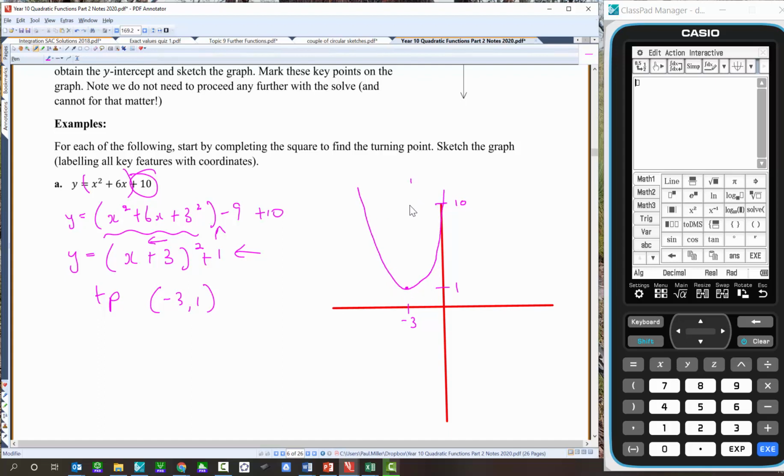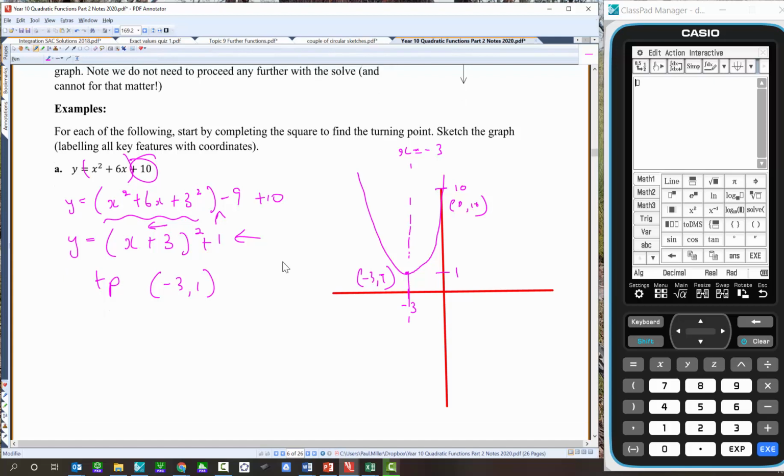Okay, that's not too bad. And this is the axis of symmetry here, x is equal to -3. So it should be roughly symmetrical about that axis of symmetry. All right, so let's label our key features: (0, 10) for the y-intercept and (-3, 1) for the x-intercept.